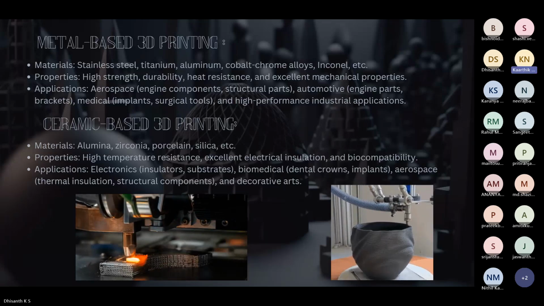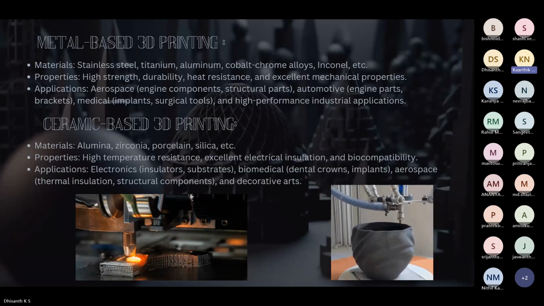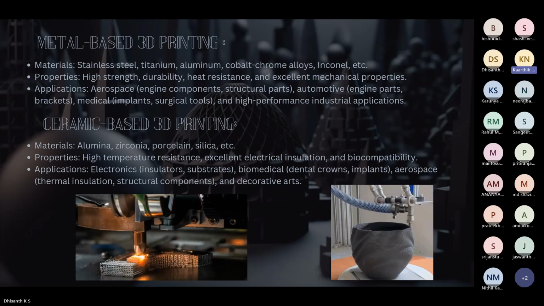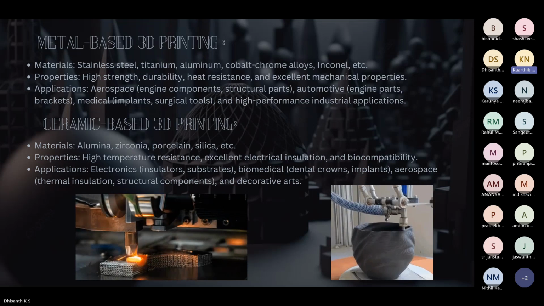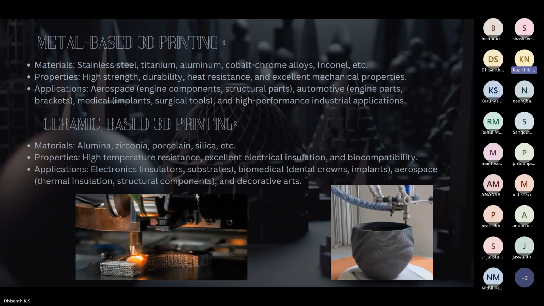Okay. Stainless steel, titanium, aluminum, cobalt chrome alloys like CoCr28Mo6 are mainly used for aerospace components and medical instrumentations. And Inconel is also a super alloy of nickel and chrome. So know these as well.